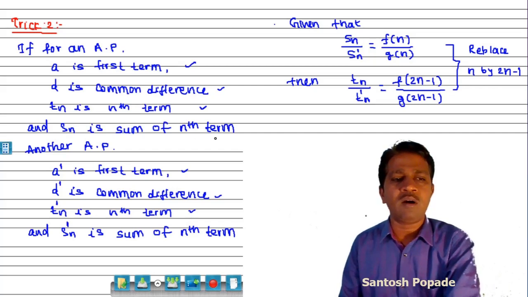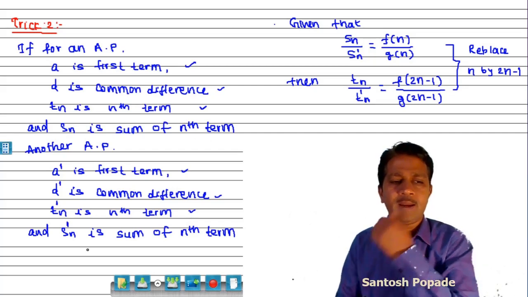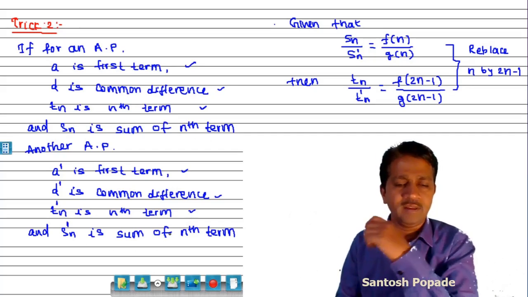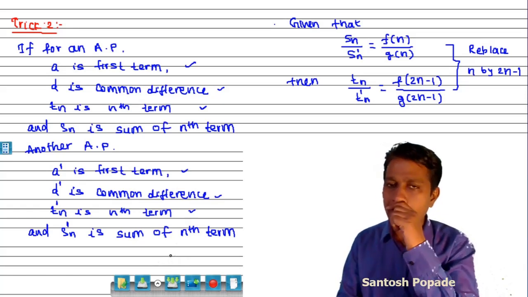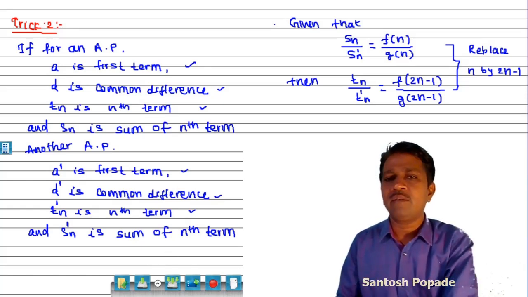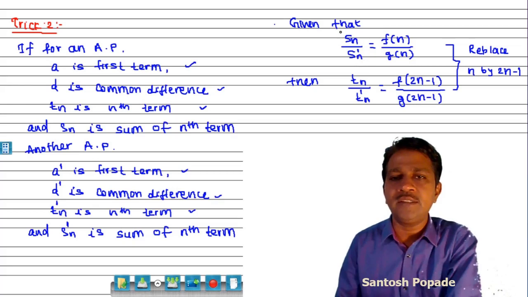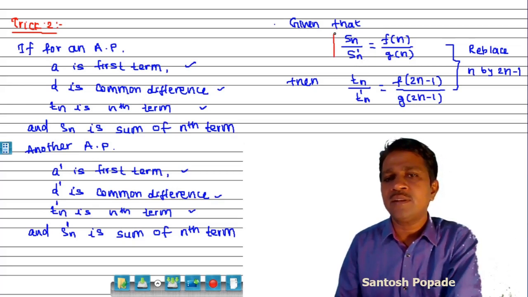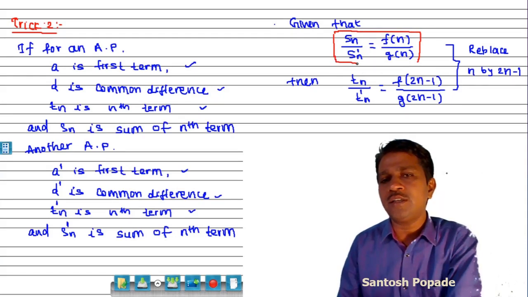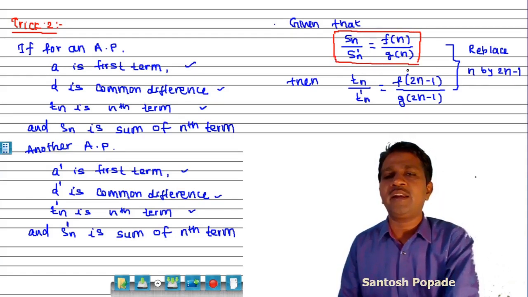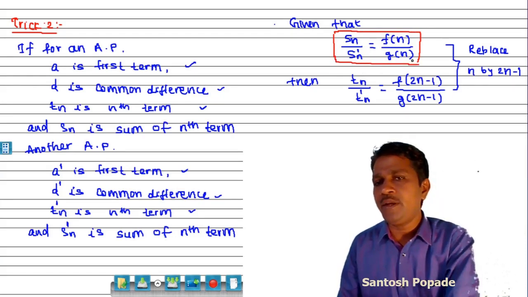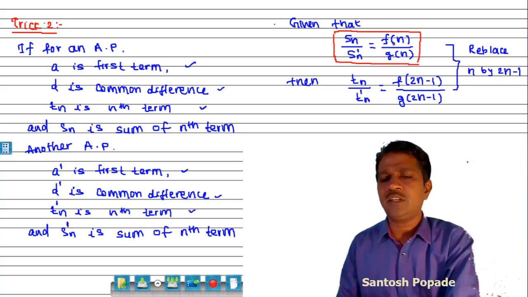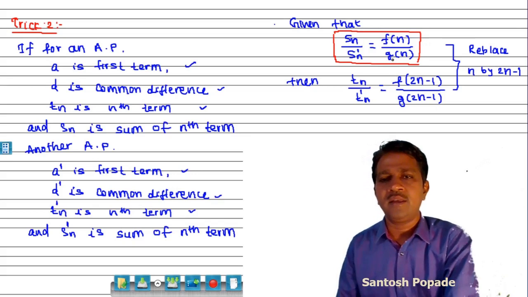Sn denotes the sum of n terms of one AP, and Sn dash denotes the sum of n terms of the other AP. So the trick says that whenever we are given the ratio of the sum of n terms of the first AP to the sum of n terms of the second AP, like this, f of n upon g of n. F of n means it is a function of n, which will contain terms of n, and g of n is again a function of n.